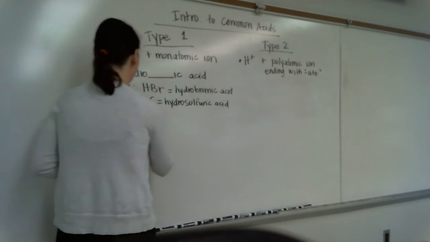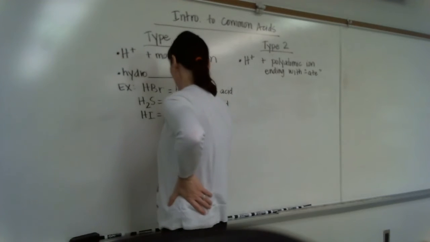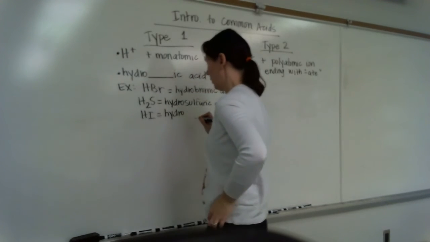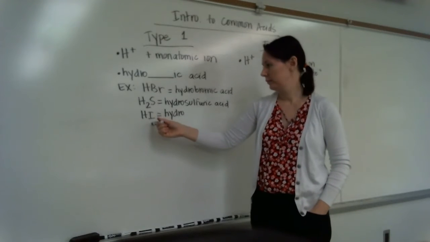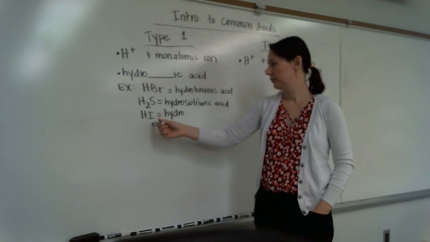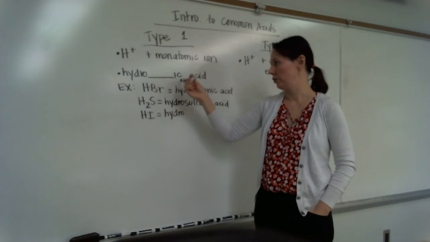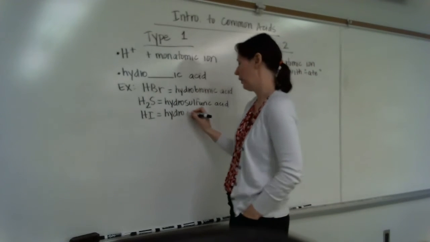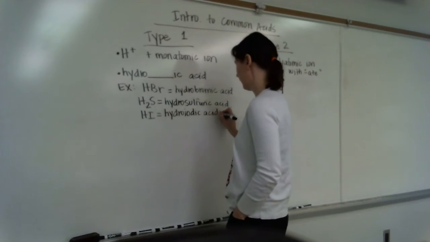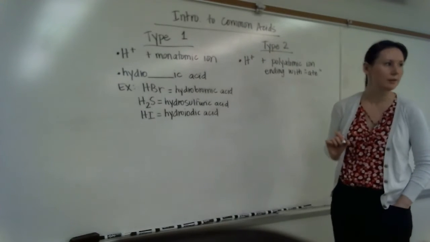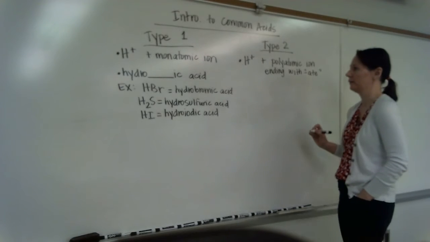What would HI be? Hydro, that's iodide, so what would it become? Iodide, you drop the "ide" and change it to ic acid, so that would be hydroiodic acid. Do we see how to do this? Now let's look at the other type.